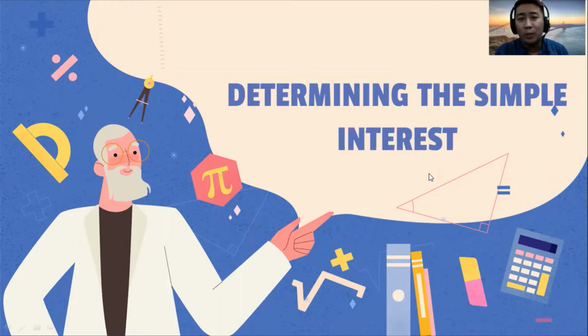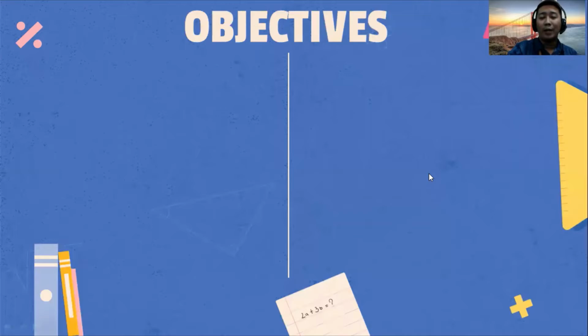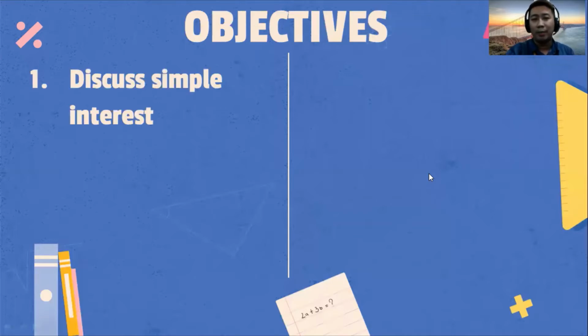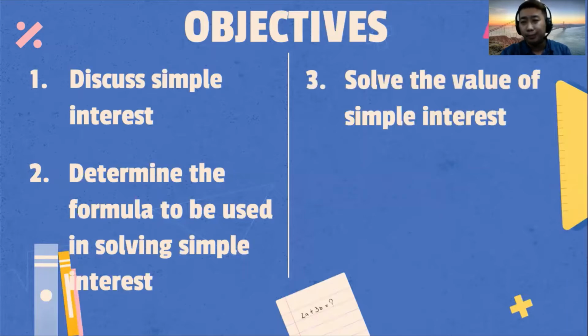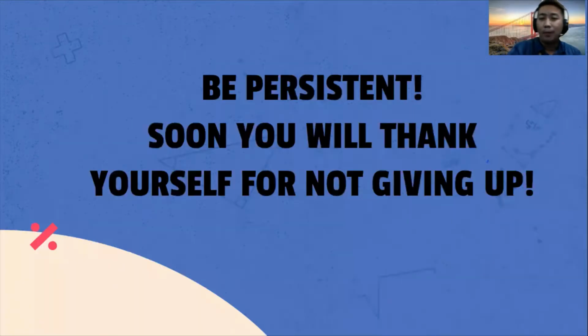For today, we are going to determine the simple interest. We are going to discuss simple interest. What are the objectives of this topic? Number one, discuss simple interest. Number two, determine the formula to be used in solving simple interest. Number three, solve the value of simple interest. Always remember, be persistent. Soon you will thank yourself for not giving up.